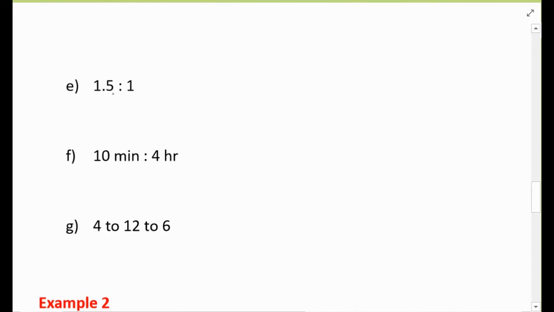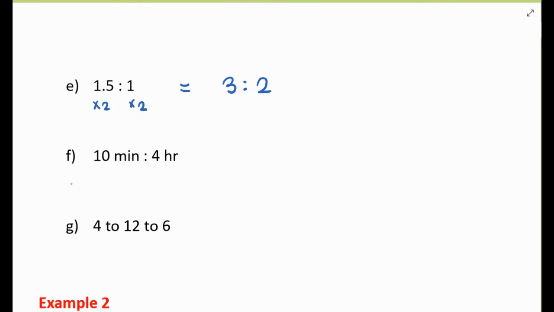Okay, and 1.5 to 1. So we don't want to have a decimal number in ratios. So what I'm going to do is multiply both numbers by 2. So 1.5 times 2 is 3, and 1 times 2 is 2. So that is 3 to 2.